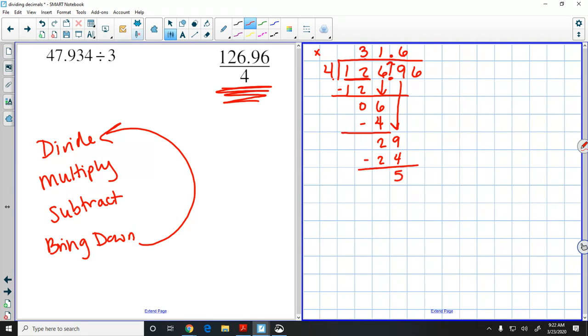I got 5 as my remainder. Now, if my remainder is bigger than my divisor, did I go high enough? No, I didn't. When you subtract, this number right here should never be bigger than your divisor. Okay, that's where a lot of us mess up. So let's see if we can go back.